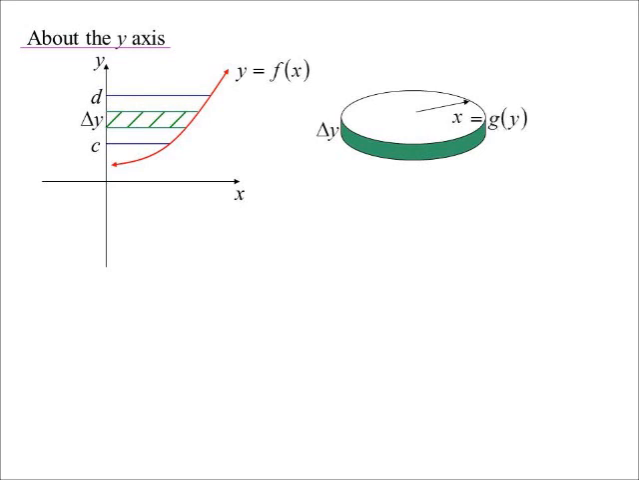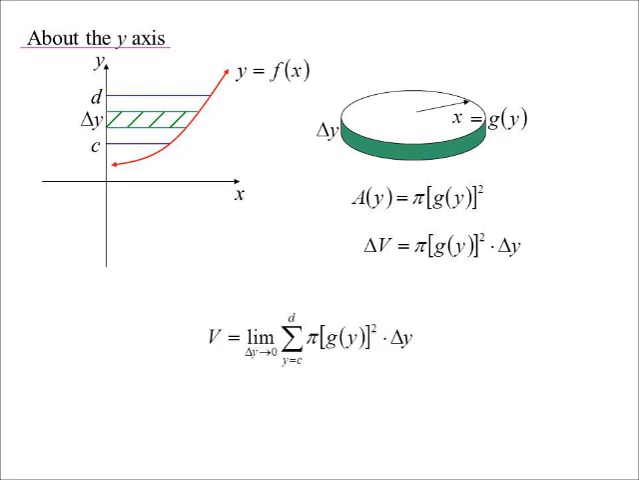y equals function x. We'd rearrange it. We'd end up with some function of y. And then it's the same sort of idea. Well, that's the area of the face. So my element of the volume would be that. I want to sum all of those slices up.